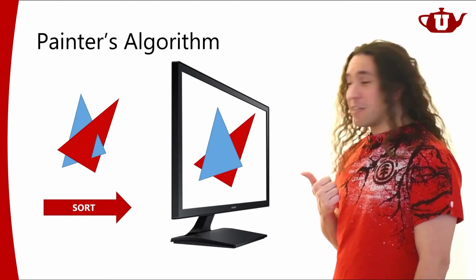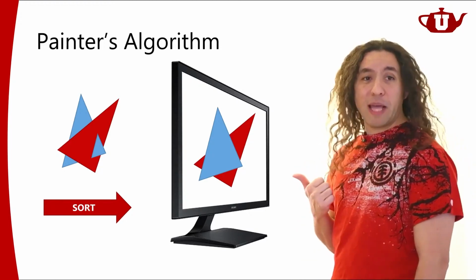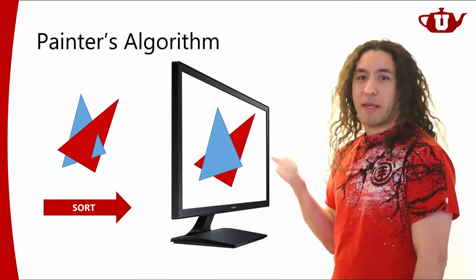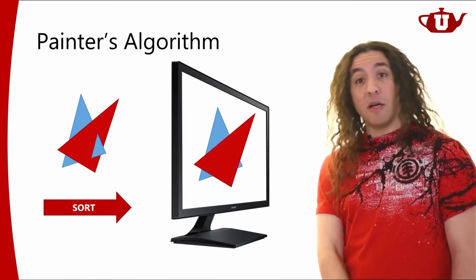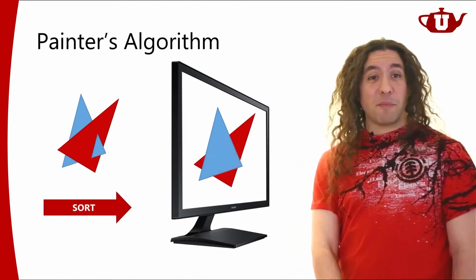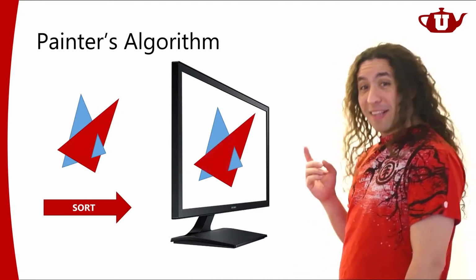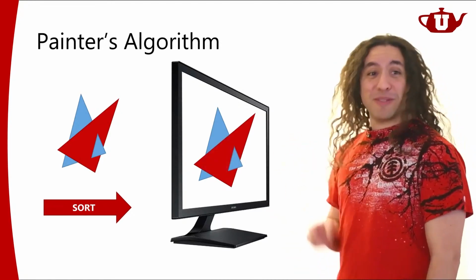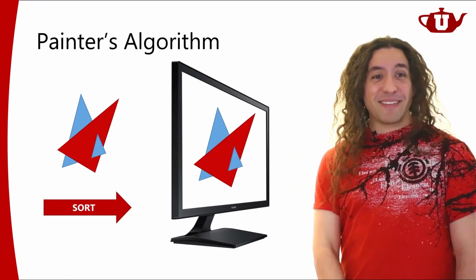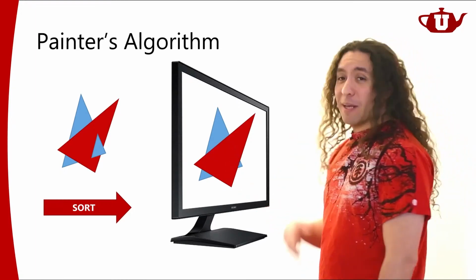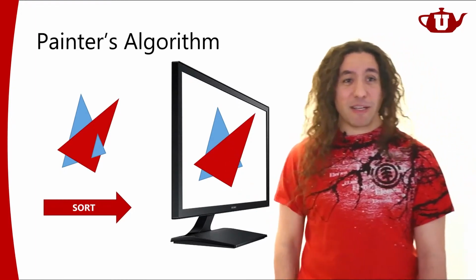There's nothing in between. I can either draw the red one first or the blue one first, and the painter's algorithm will give me either this image or this image. But it will never give me this, which is what I'm supposed to see. Right? So with the painter's algorithm, I always get something like this, which is not so ideal.